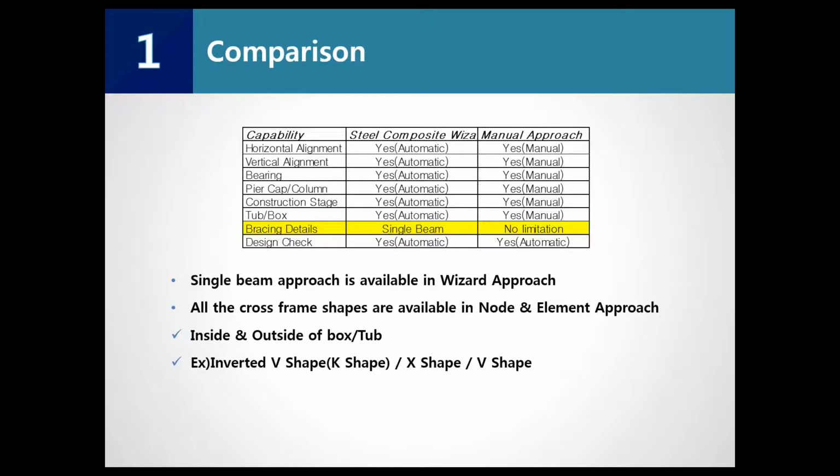However, the availability of making bracing shapes in the two approaches is different. You can make a single beam between two or more top box sections through the widget. The node and element approach has more broadened capability than the widget. In the node and element approach, you can create any bracing shape you want. However, even in the widget, if single beams have enough stiffness and the number of cross frames is adequate in a bridge, there is no problem with designing steel top and box girder lines.